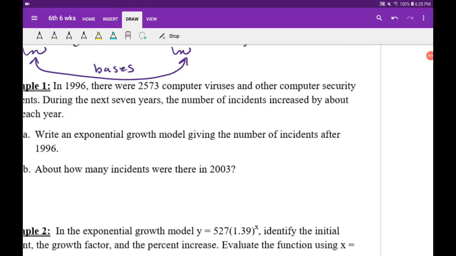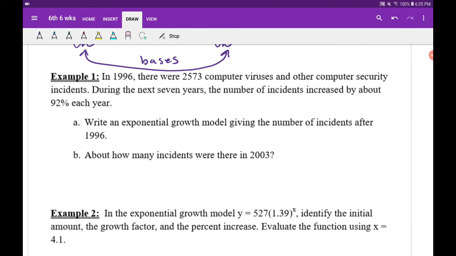All right, class, here's example one. In 1996, there were 2,573 computer viruses and other computer security incidents. During the next 7 years, the number of incidents increased by about 92% each year.